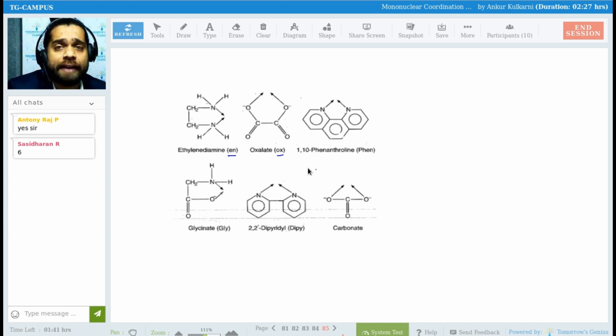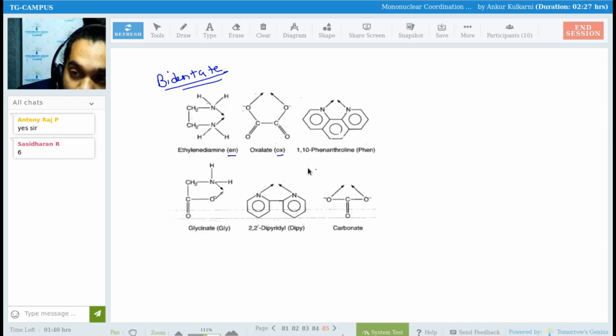Then we have 1,10 phenanthroline. It also contains 2 nitrogen. So these are all your bidentate ligands. Take a screenshot of this, and after the class, you have to write it down in the book.